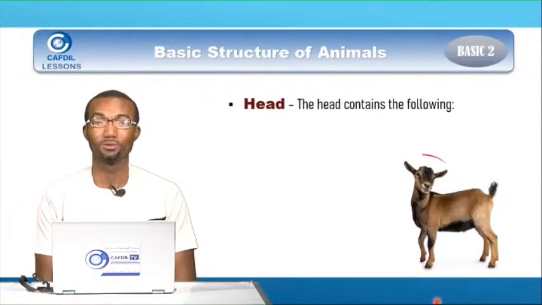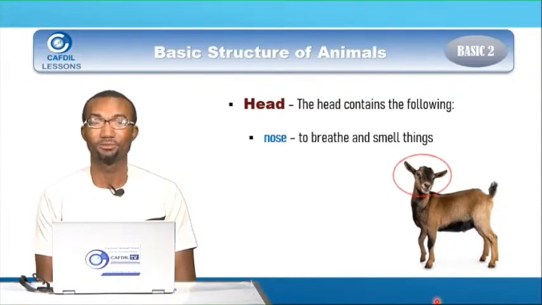The head. So you see the goat here. So what is the main function of the head? The head contains the following. The first one is the nose. And they use the nose to breathe and smell things. So the nose is located on the head. And they use it to breathe and then smell things. The next thing you can find on the head, the eyes. They use their eyes to see. And they have the eyes on the head.